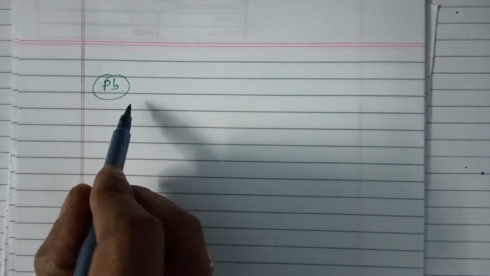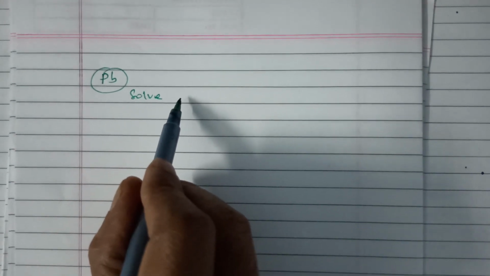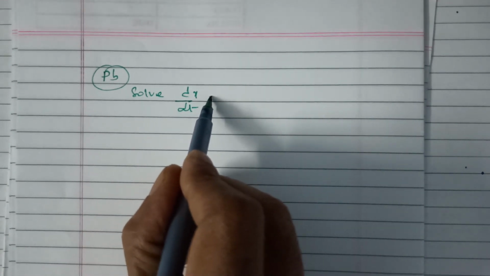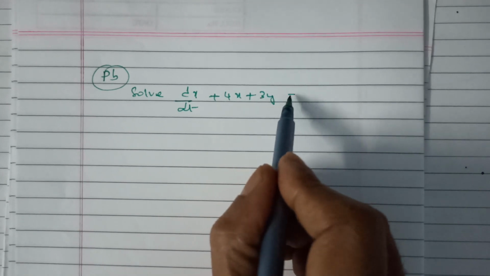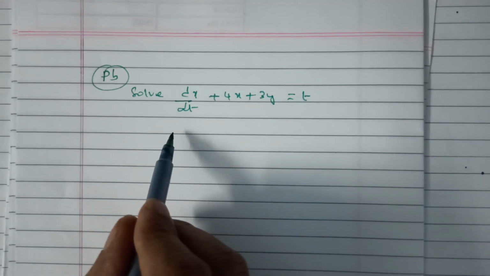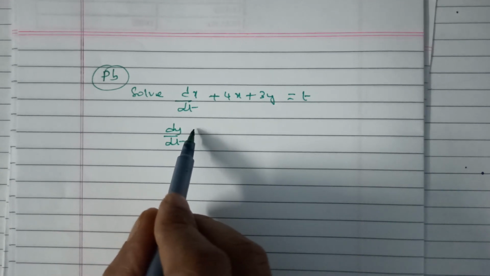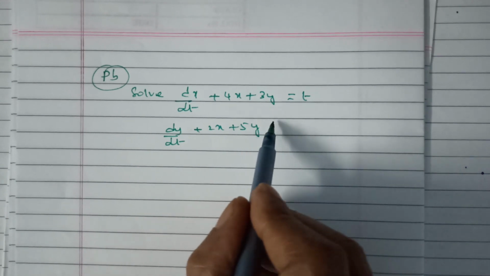Right. I will give you one problem as homework. Problem. Solve dx by dt plus 4x plus 3y is equal to t, dy by dt plus 2x plus 5y is equal to e power t.